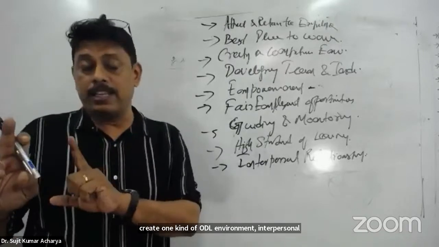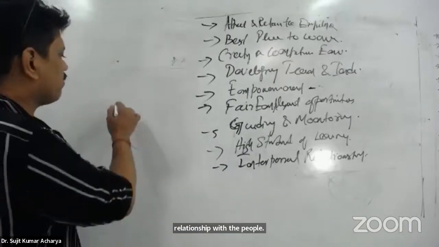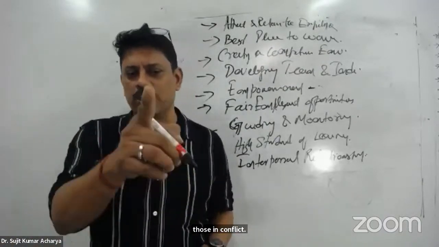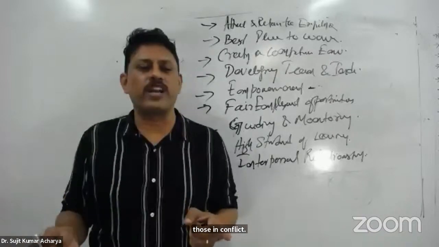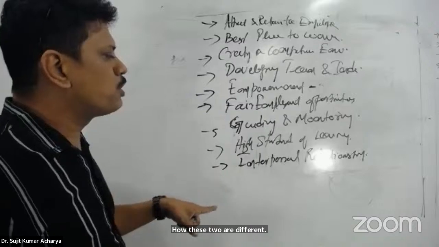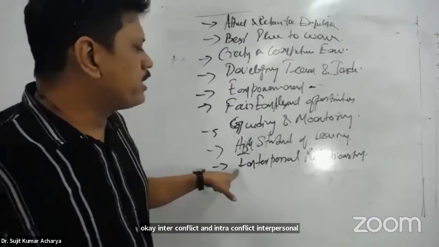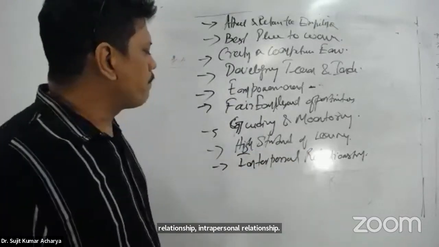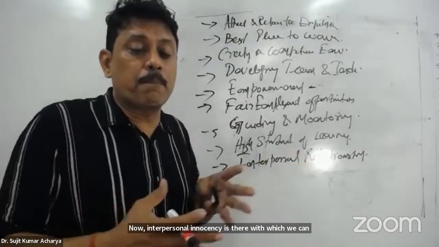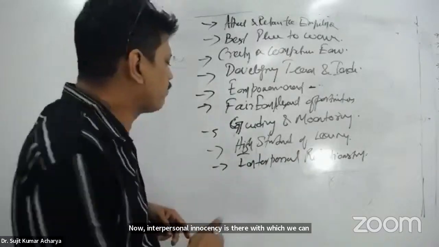Inter and intra, these are two terms. You will read all those in conflict: inter-conflict, intra-conflict. How are these two different? Interpersonal relationship, intrapersonal relationship. Interpersonal relationship is that with which we can create a bond, and group cohesiveness can be developed.